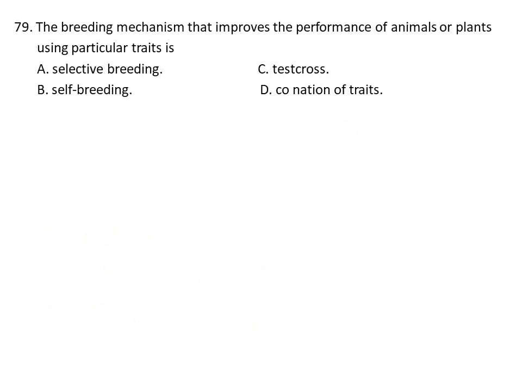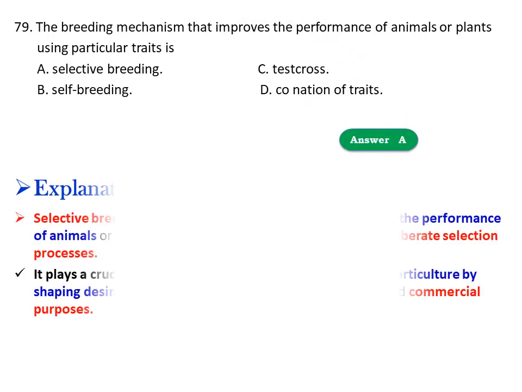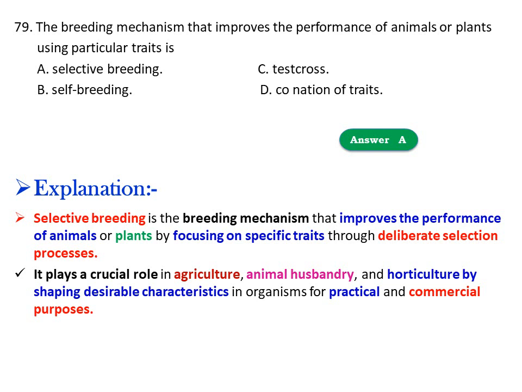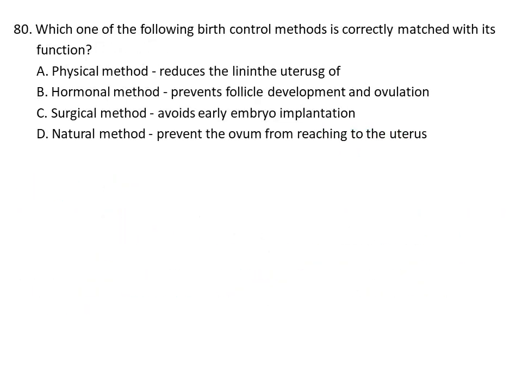Question number 79. The breeding mechanism that improves the performance of animals or plants using a particular trait is called? So the answer will be A, selective breeding. Selective breeding is a breeding mechanism that improves performance of animals or plants by focusing on specific traits through deliberate selection. It plays a crucial role in agriculture, animal husbandry, and horticulture by shaping desirable characteristics in organisms for practical and commercial purposes.